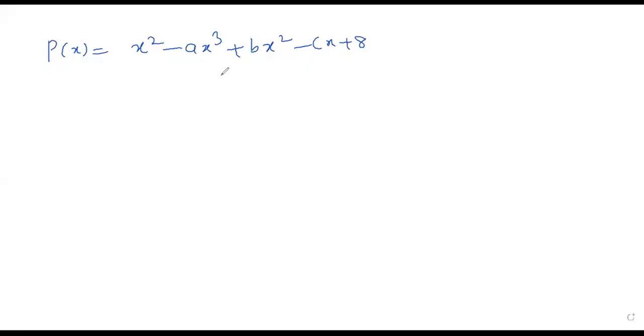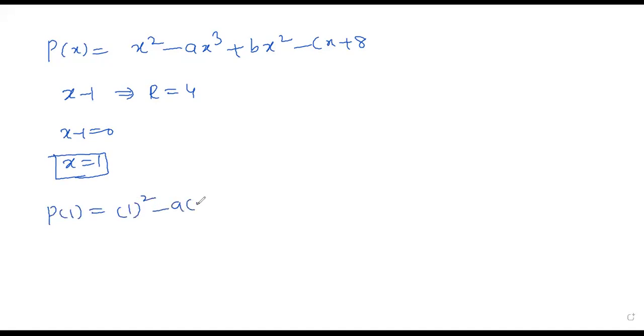We will do the polynomial they gave, and we are saying that when you divide by x minus 1, you get the remainder 4. That means you have to substitute x minus 1 equal to 0, x equal to 1. We write p of 1 is equal to 1 square minus a of 1 cube plus b of 1 square minus c of 1 plus 8 is equal to 4, because the remainder is 4.